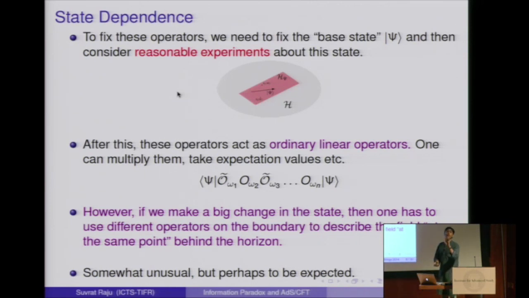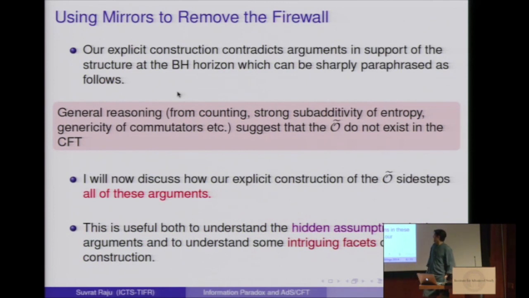However, once you've settled down to some microstate, and if you're probing the neighborhood of that microstate, then you can multiply these operators, use the Born rule, take correlation functions, and do what you would usually do with linear operators. So this is something that's useful to recognize. Okay. Now, let me go on to these firewall arguments.